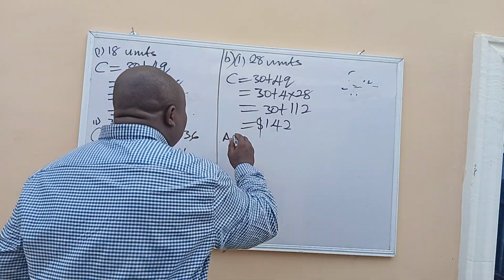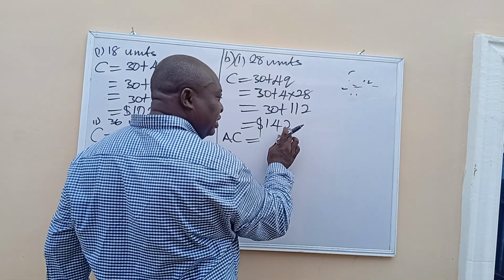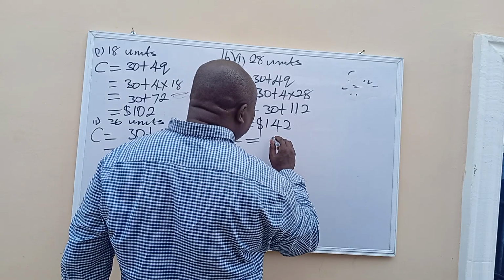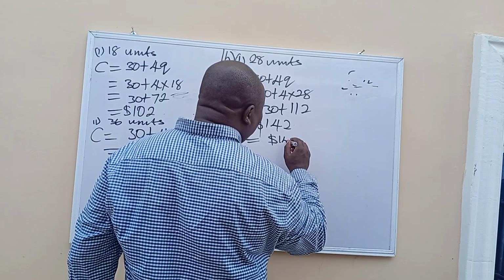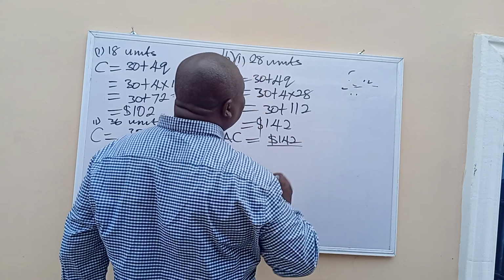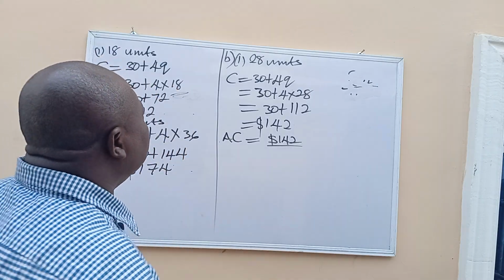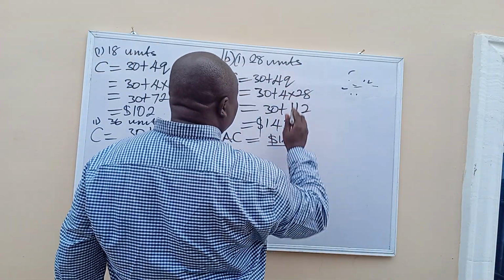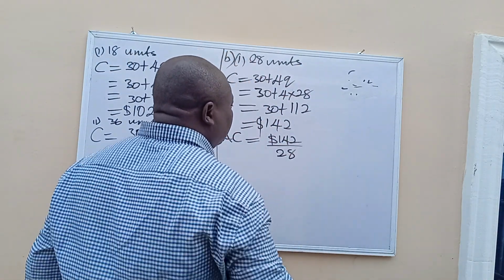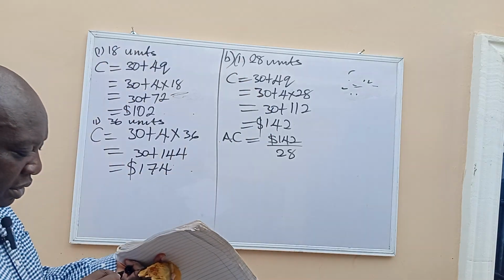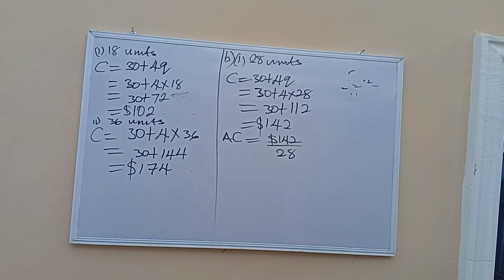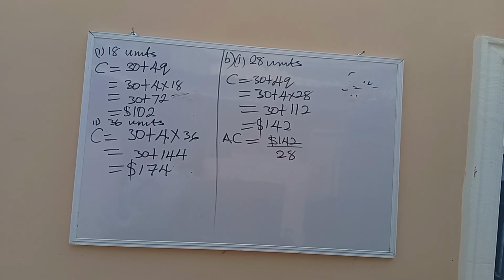What is the average cost of producing this? So it is going to be this $142 divided by the unit. What is the unit? This is the unit, 28. Okay? I want you to calculate that and tell me the answer. What is the answer?